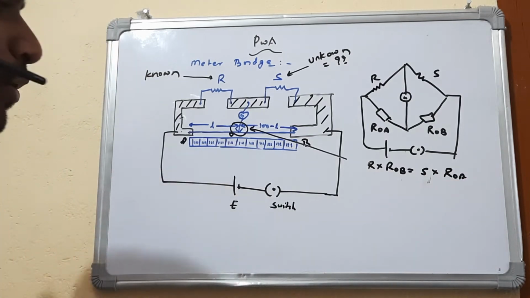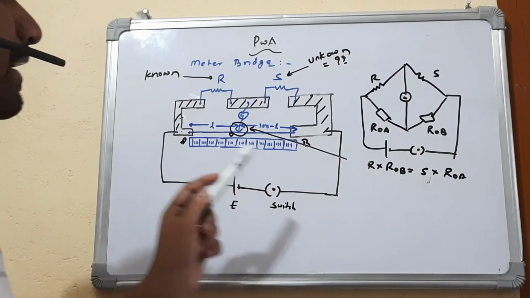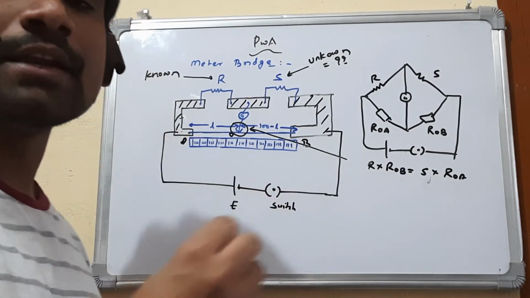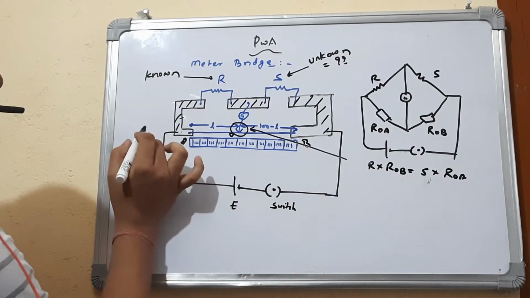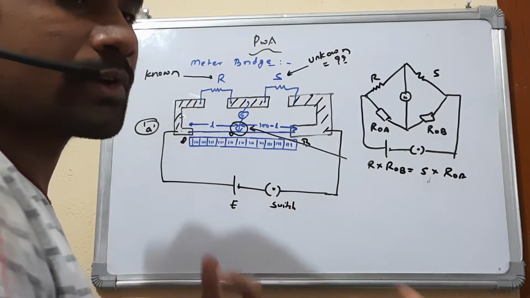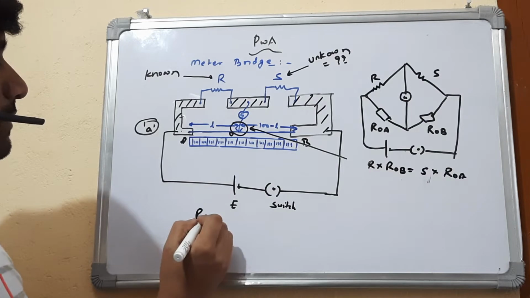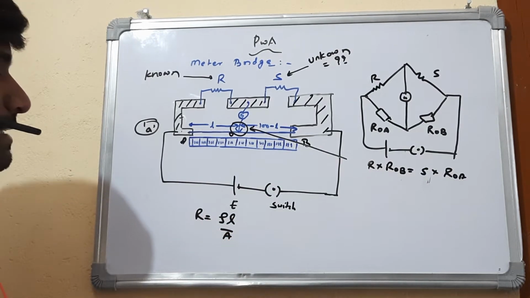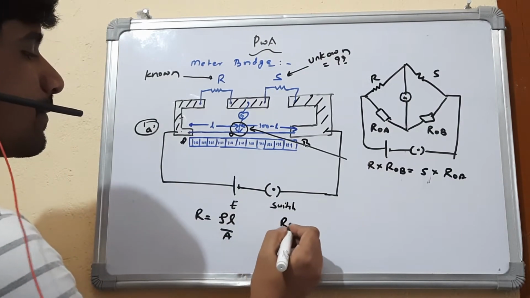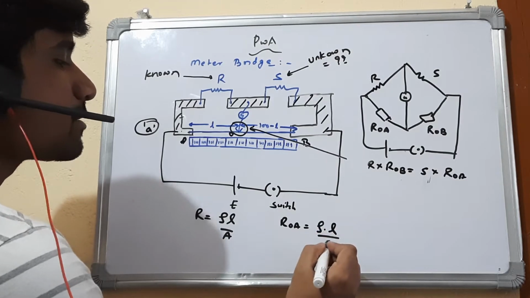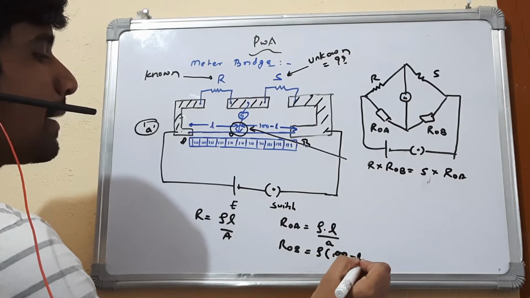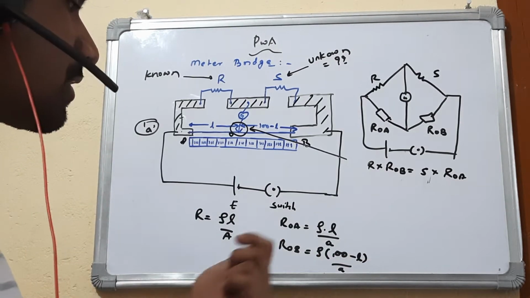Now, about ROA and ROB: this wire is of uniform cross section, and throughout it is of the same material. Let small a be the cross section of this wire AB. Using the resistivity equation, resistance is rho L by A, so R is proportional to L if A and rho are constant. For OA, it will be rho into L by small a, and for OB, it will be rho into 100 minus L by small a. So it is just proportional to the length.